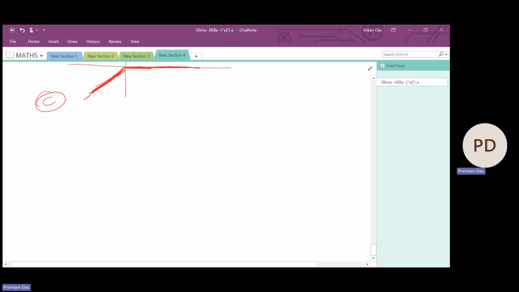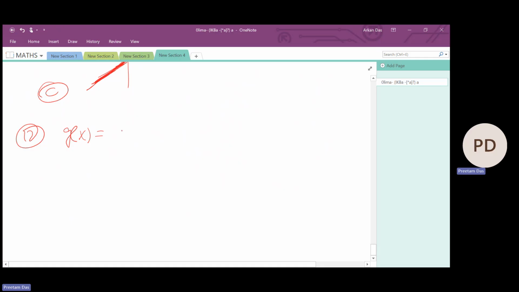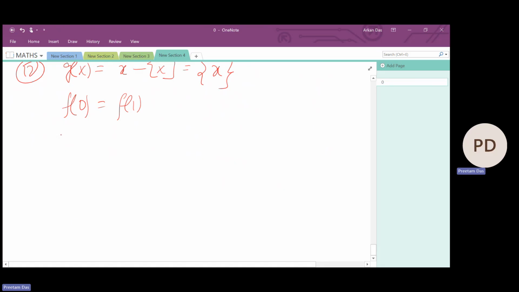Let us go to the next question. This is a conceptual question. 12. So gx they have given to be x minus greatest integer x. From our knowledge, we know this will be fractional part of x. F0 they have given to be f of 1. Okay. And what is h of x? H of x is f of g of x. So it will be f of fractional part of x.